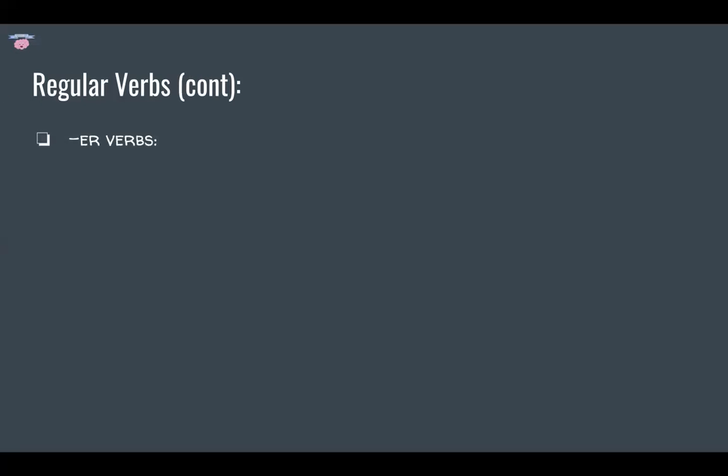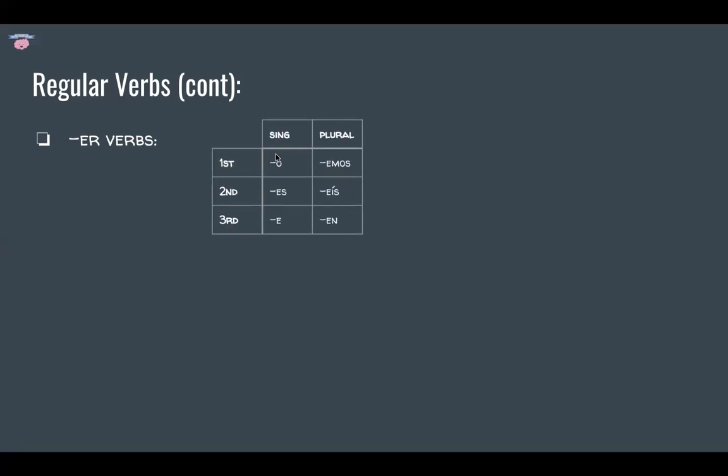Now, ER verbs. So they have a conjugation like this: o, es, e, emos, éis, en. So AR verbs had o, as, a, amos, áis, an. This basically you're just replacing the A with an E. So for example, correr, which means to run, it'll be corro, corres, corre, corremos, corréis, corren.